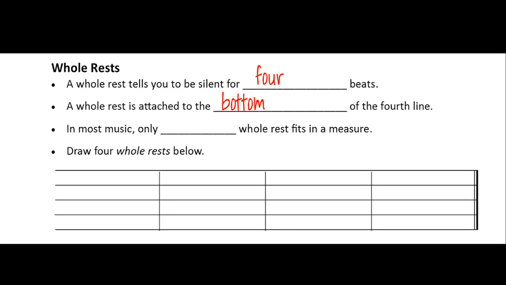A whole rest tells you that you should be silent for 4 beats, and the whole rest is attached to the bottom of the 4th line, and remember we always count from the bottom. In most music, only one whole rest fits in each measure. So as we're drawing 4 whole rests, again, you count from the bottom up, 1, 2, 3, 4. Notice that they are a filled-in rectangle, and they do not touch the 3rd line.